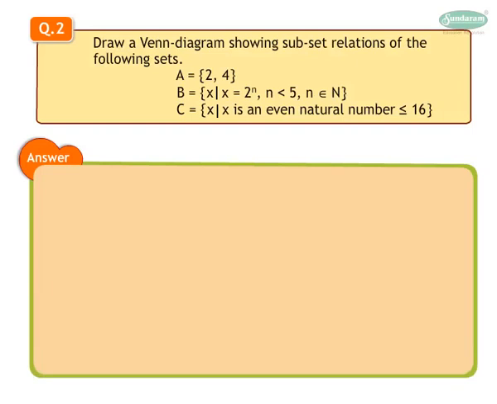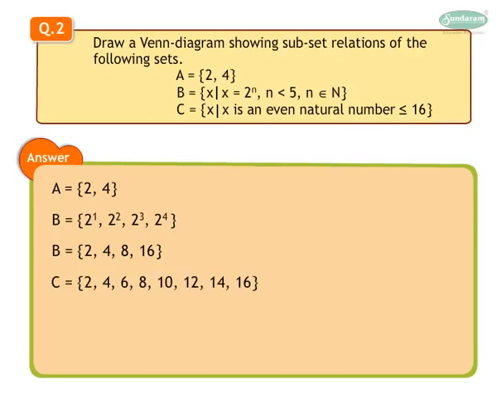Now, the first step, students, is to write the elements of each set A, set B and set C in listing method. Set A is already in the listing form. Let's write the elements of set B in the listing method. The elements are 2, 4, 8, 16. Now let us write the elements of set C in the listing method. The elements are 2, 4, 6, 8, 10, 12, 14, 16.